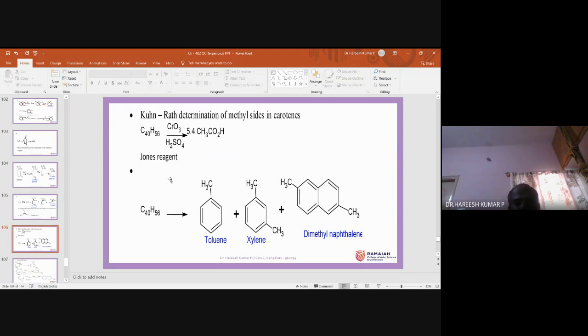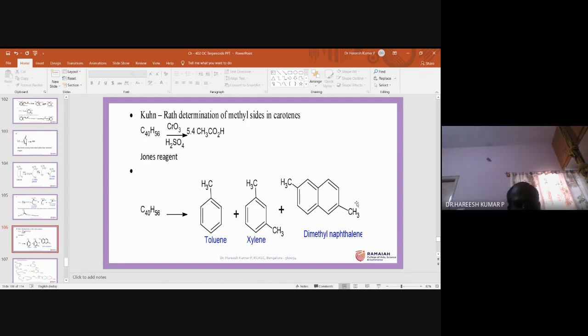And he also did one more experiment. This beta carotene also leads to the formation of toluene, xylene, and dimethyl naphthalene. The possibilities of forming toluene, xylene, and naphthalene are explained in the next slide.